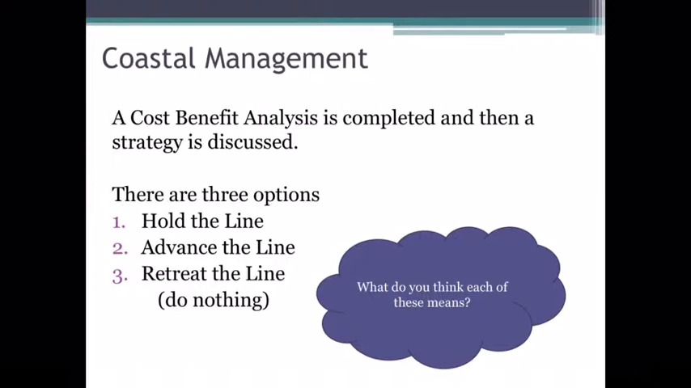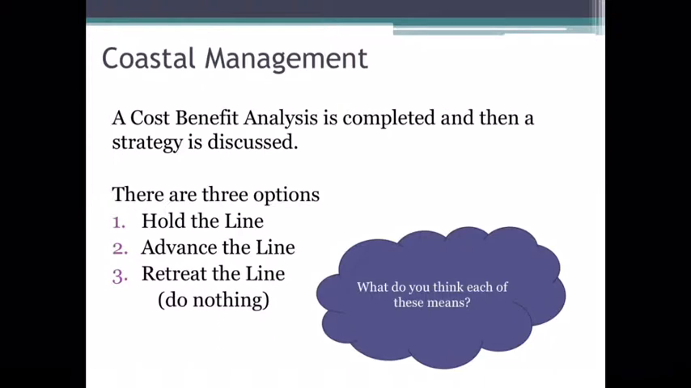So, how does the process of coastal management work? Well, what happens is that, first of all, when a coast is considered to be under threat in any way, shape, or form, a cost-benefit analysis is completed. And then the strategy is discussed as to how to go about doing this.